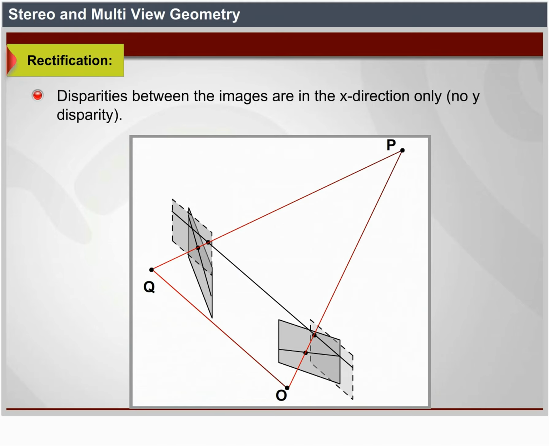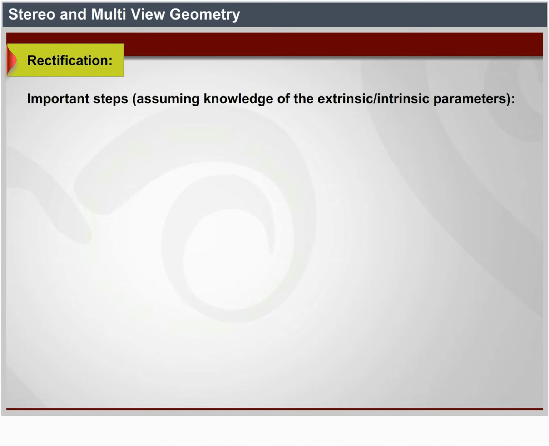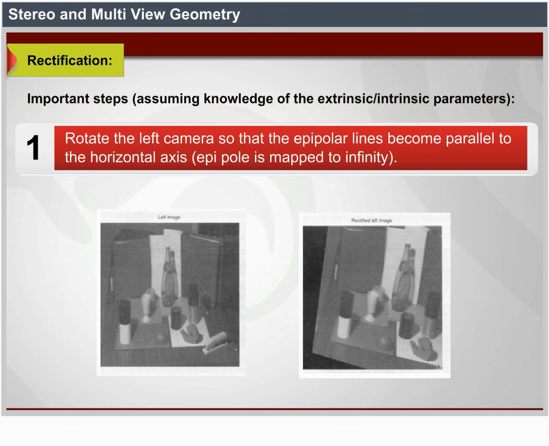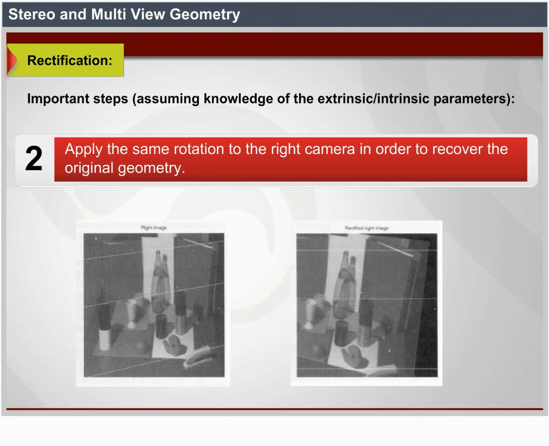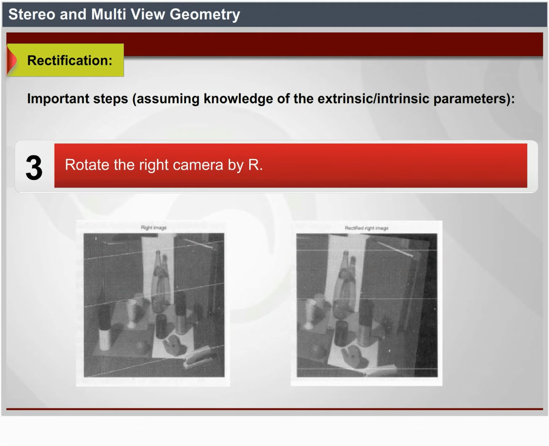Main steps, assuming knowledge of the extrinsic and intrinsic parameters. Rotate the left camera so that the epipolar lines become parallel to the horizontal axis. The epipole is mapped to infinity. Apply the same rotation to the right camera to recover the original geometry. Rotate the right camera by R. Let's consider step 1. The rest are straightforward.